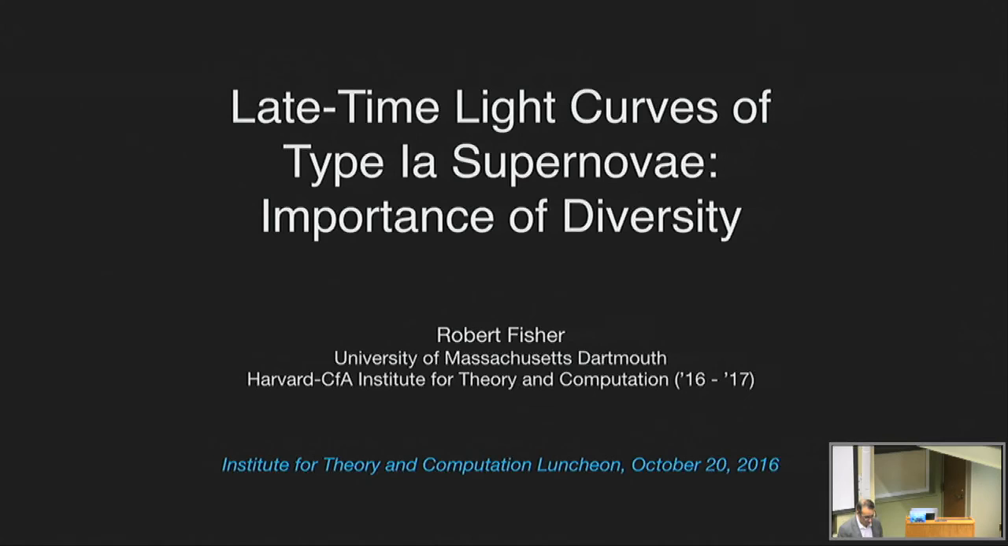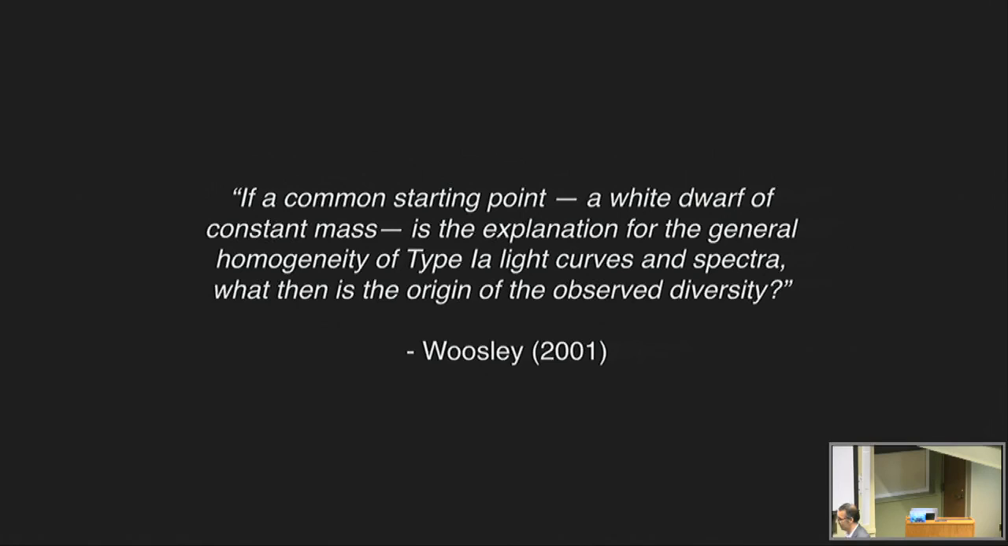So to begin with, I'll ask a question. It's a basic question that people like to ask when they think about supernovae. Think about the way people thought about this a few years ago, when people thought that all type 1a supernovae were Chandrasekhar mass white dwarfs. So Stan Woosley framed the question this way. He said, basically, if we have just one variable, this is kind of a rhetorical question, which is a Chandrasekhar mass white dwarf, how do we account for the diversity of type 1a supernovae?